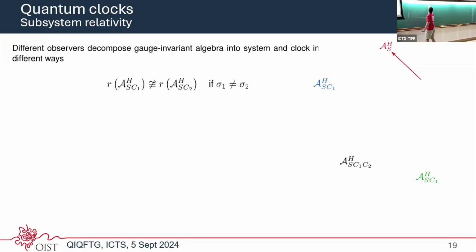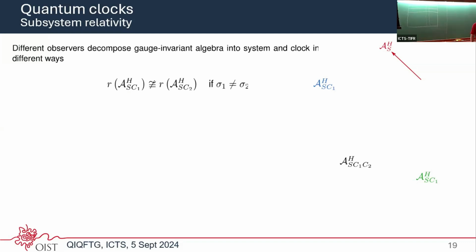So what happens is, if you call this square the full gauge invariant algebra, then for each observer, we can look at the subalgebra, which is just the system with respect to clock 1 and the system with respect to clock 2. So it's like the system with respect to observer 1 and the system with respect to observer 2. The total gauge invariant algebra of the system with respect to clock 1 would be some subalgebra denoted by this horizontal strip, and the one with respect to clock 2 would be this vertical strip.